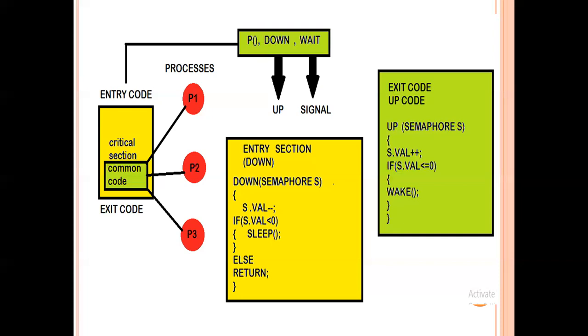So if now process 4 wants to come in, it runs the entry code, but it does not gain access to the common code. Rather, it goes to the block list, because now the semaphore value is less than 0. So the sleep operation is performed, that is, that process is blocked. Now, if process 4 wants to access the common code, first of all, any one of the previous processes, like process 1, process 2, process 3, needs to run the exit code. For example, let us take process 3. Process 3 runs the exit code.